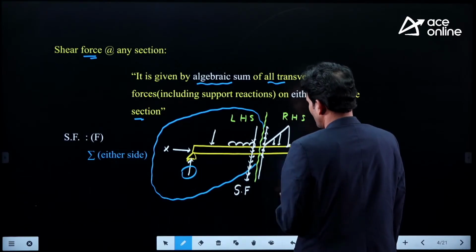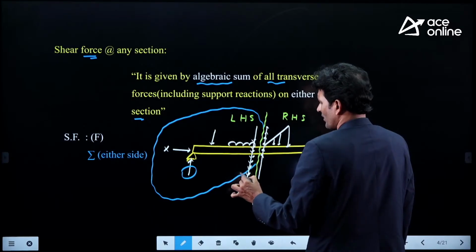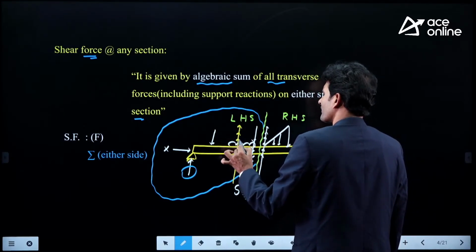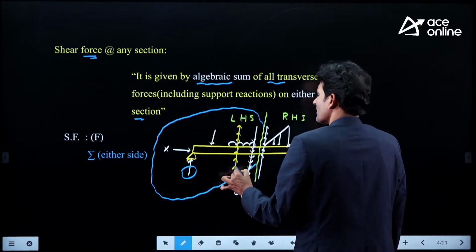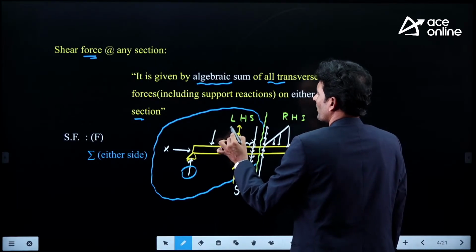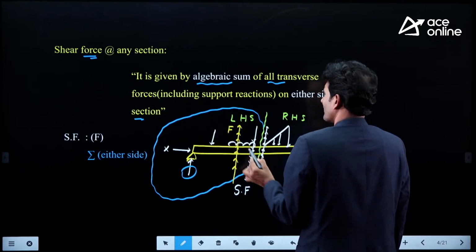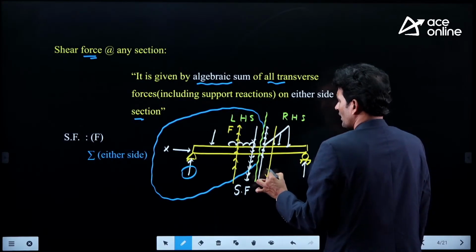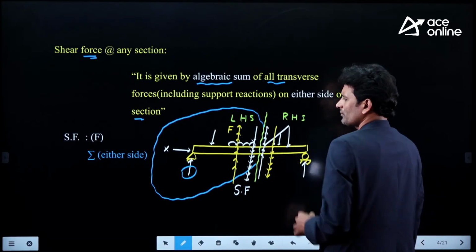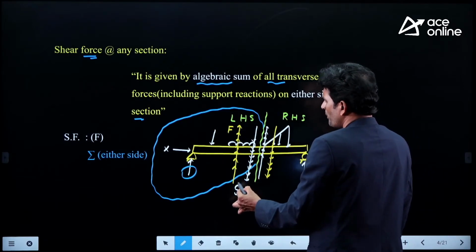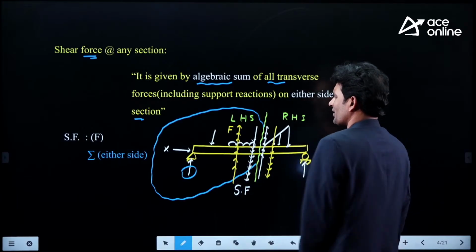Yes, another possibility we are having: suppose the shear force on the left-hand side of my section is acting in a vertically upward direction, then on the right-hand side we are observing a vertically downward force. Both are always under balanced condition. So here we are observing two possibilities for the shear force at any section.